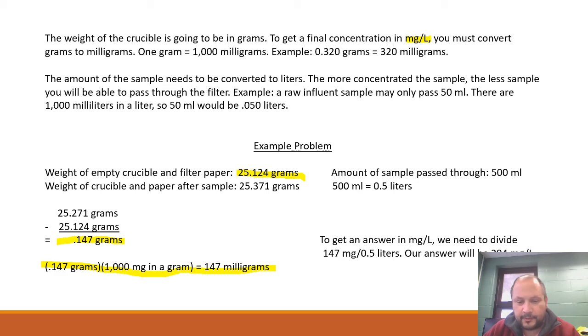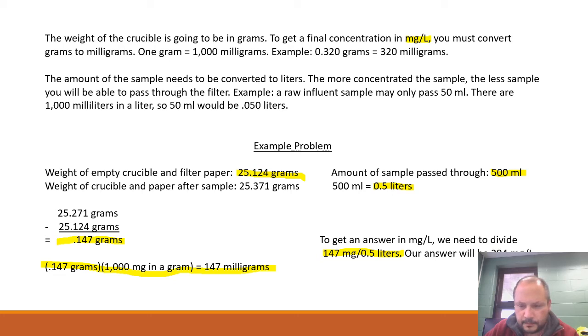And then the second thing that we need to do is we need to convert the amount of the sample that we put through the filter, say in this case 500 milliliters. We need to convert that to liters because we want our final answer to be in milligrams per liter. So our first step would be to convert the weight in grams to milligrams. And then we need to convert milliliters to liters. And then finally, of course, we divide milligrams by liters to get our ultimate answer.